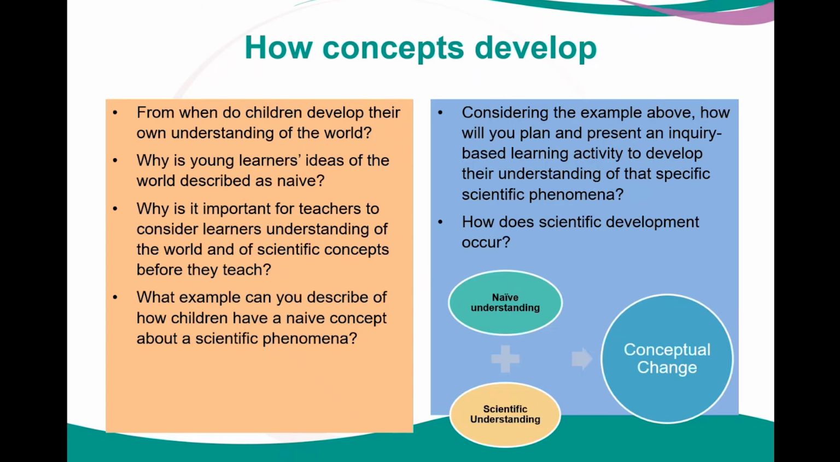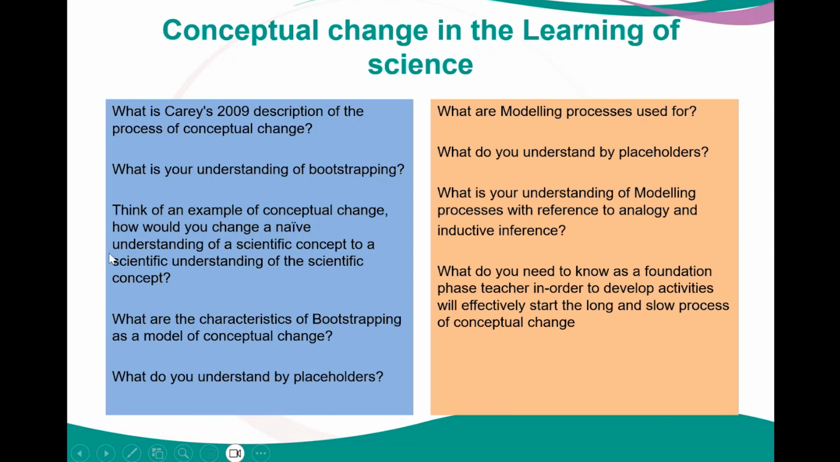And remember, some of our learners have naive concepts about scientific phenomena. Example, using clouds. Young learners may think that clouds are like cotton wool. It's difficult for our young learners to understand that clouds are made up of tiny water droplets. And if you need to teach the water cycle, in particular when it comes to rain, remember, you must know what learners already understand about clouds. And this is how you can plan your inquiry-based learning activity. So this is how they'll develop their understanding of the water cycle from a naive understanding to a more scientific understanding. Let's go to the next slide.